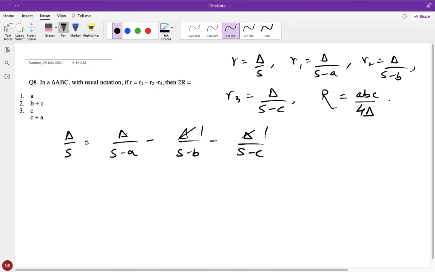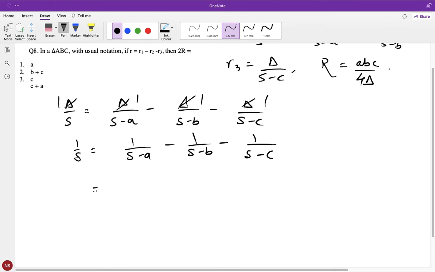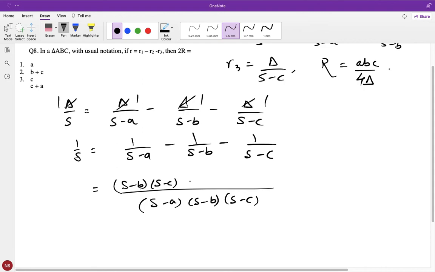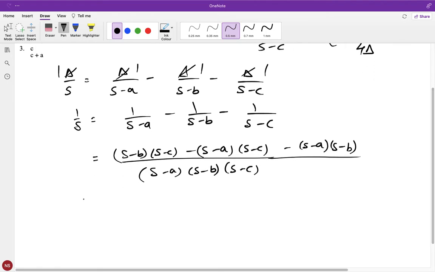Cancel the deltas. So 1 by S is 1 by S minus A minus 1 by S minus B minus 1 by S minus C. S minus A, S minus B, S minus C. I have taken the LCM, so this minus S minus A into S minus C minus S minus A into S minus B. This is equals to 1 by S.